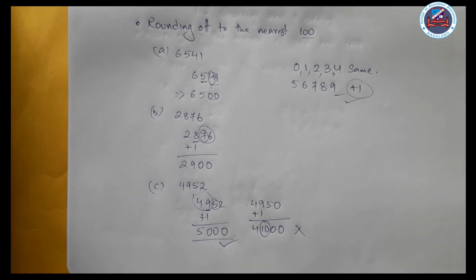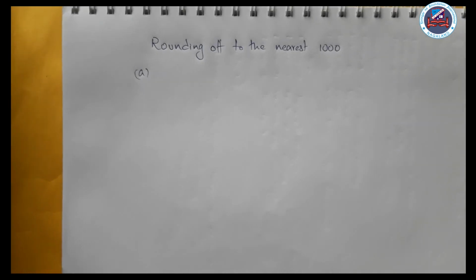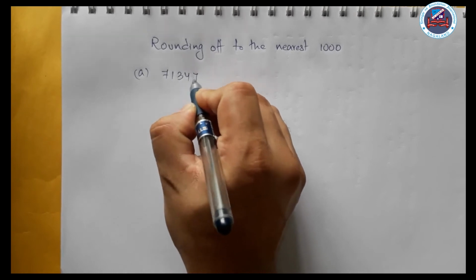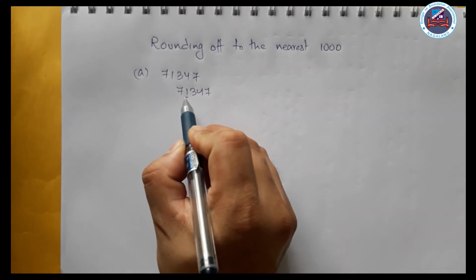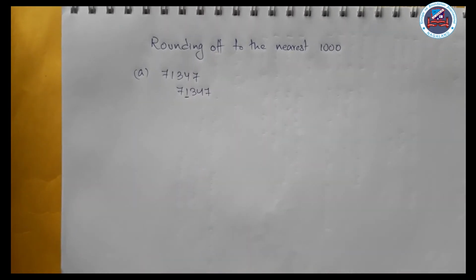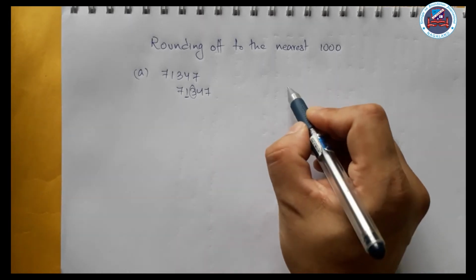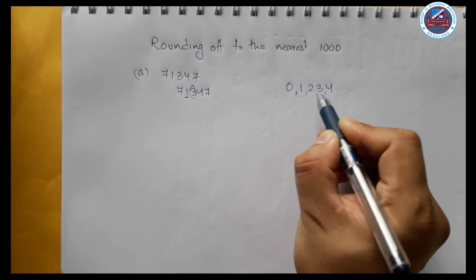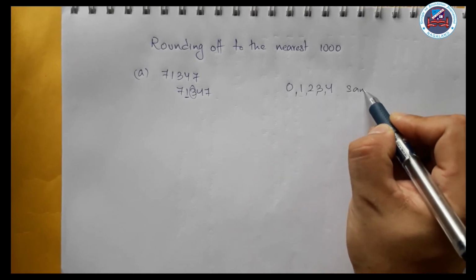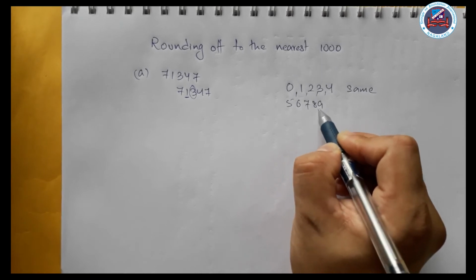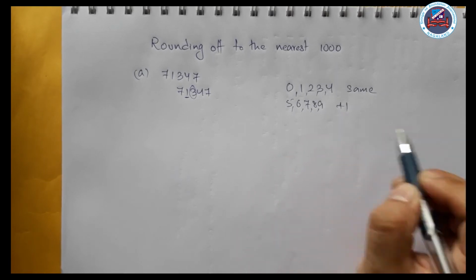Now let's see how we round off to the nearest thousand. Rounding off to the nearest thousand. 71347. So this 1 is in the thousands place. Now we look at the place which is before that, that is 3. If it is 0, 1, 2, 3 and 4, it will remain the same, and if it is 5, 6, 7, 8 or 9, you have to plus 1.